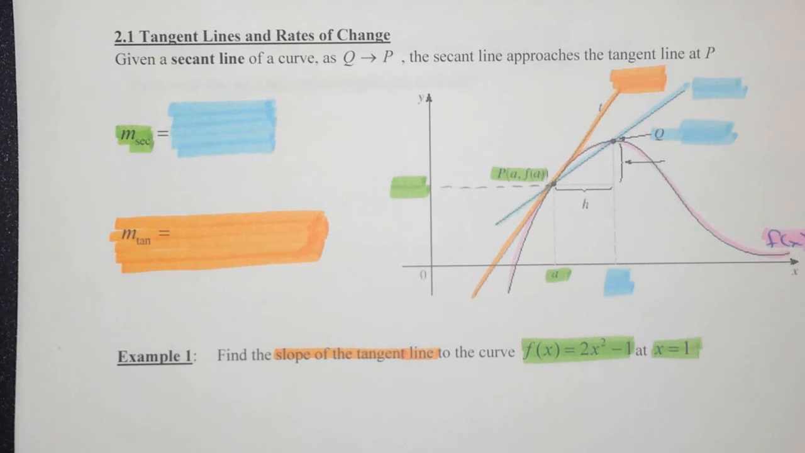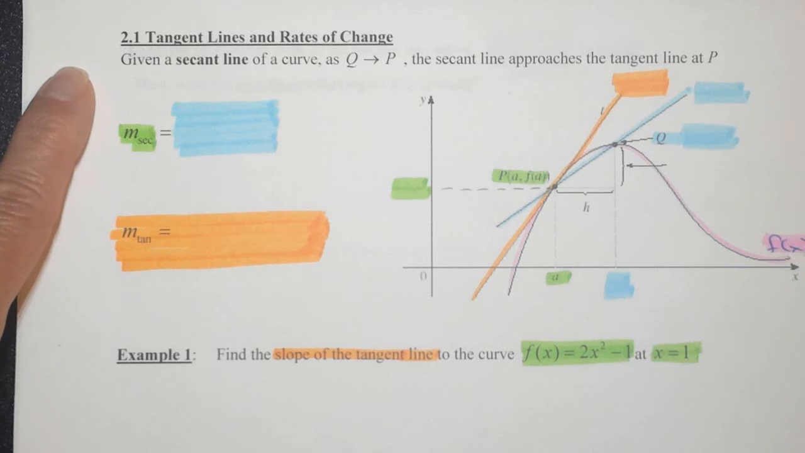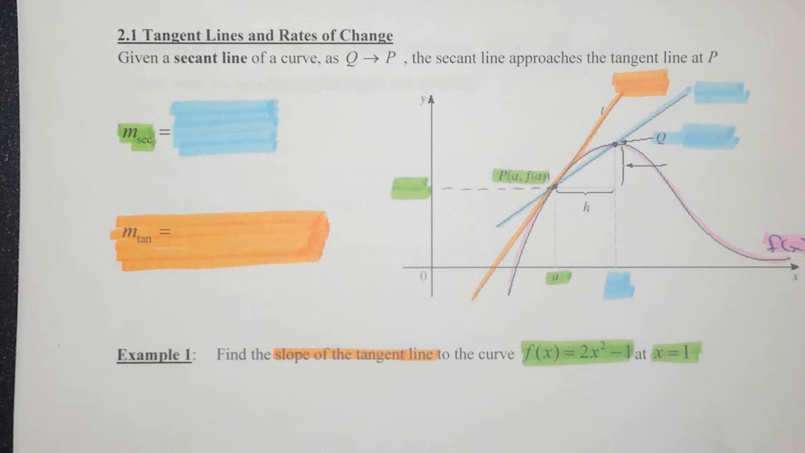Okay, our topic is tangent lines and rates of change, and some of you have seen this before, so what I need to caution you on is that you cannot use the shortcut to the derivative until we have all learned it. So we'll be sticking with the definition of the derivative. So given a secant line of a curve from Q to P, the secant line approaches the tangent line at P. Okay, so what does all this mean?